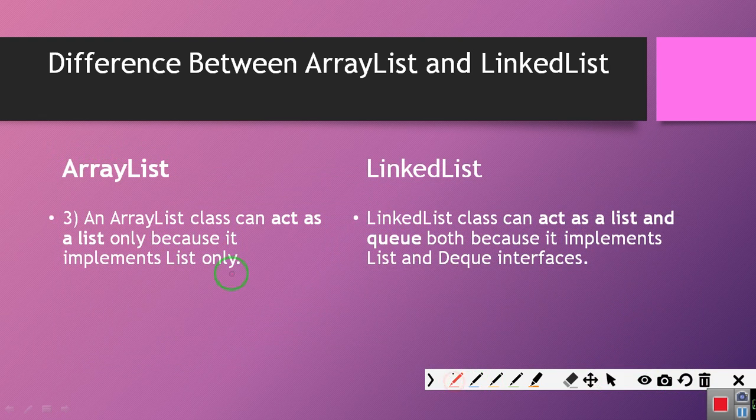Okay, now the next is how it is implemented internally. ArrayList implements List, so it will act like a list. And LinkedList internally implements List and Queue, so it will work like a list and a queue. So this is another difference.